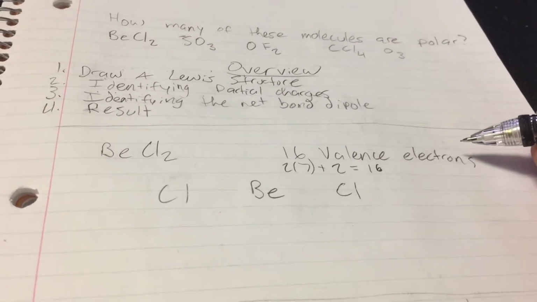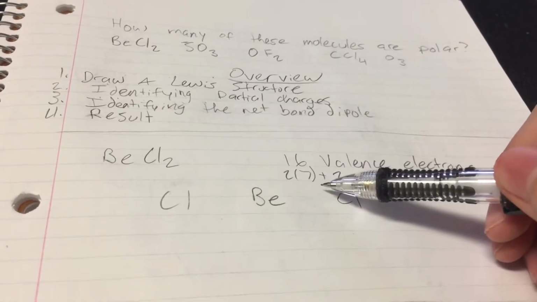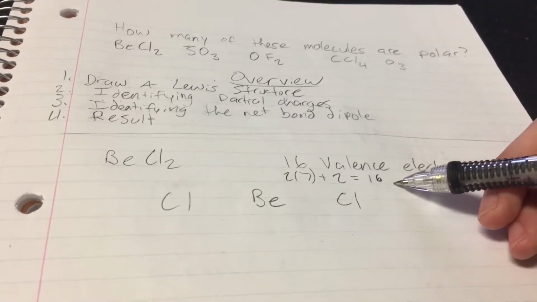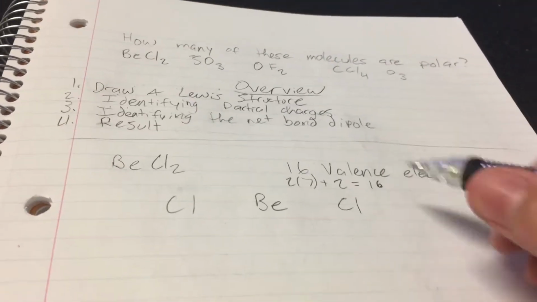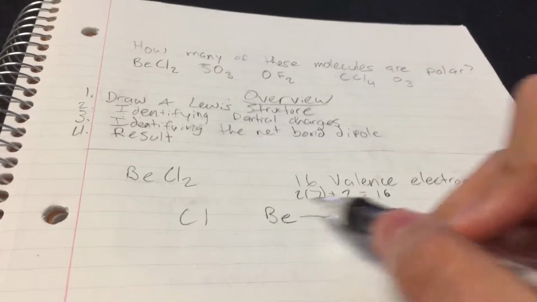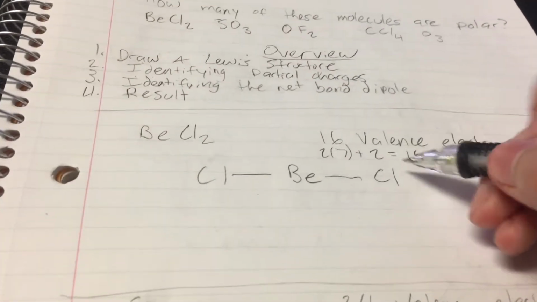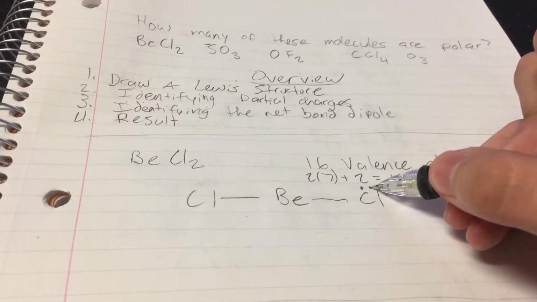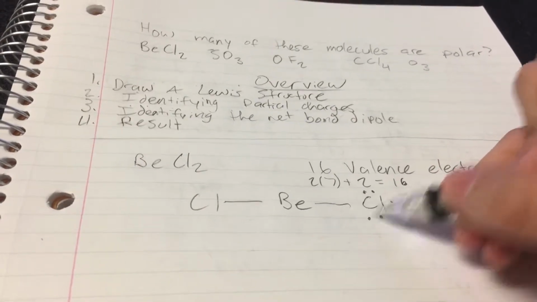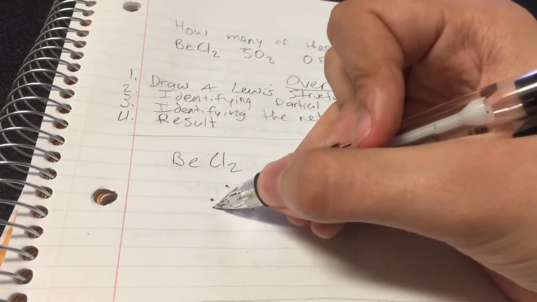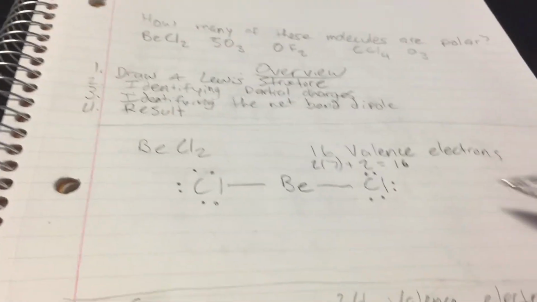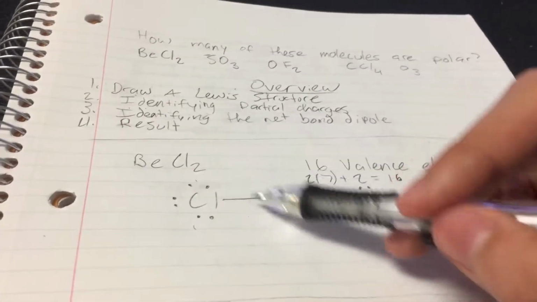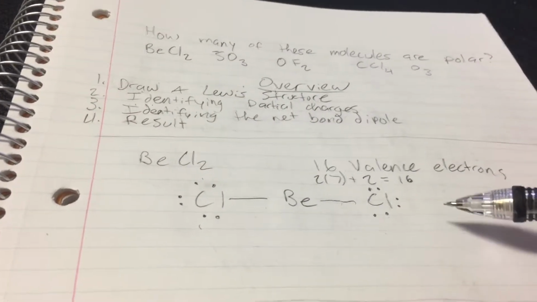It has 16 valence electrons, 7 of which are from each of the chlorines, which there are 2 of, and 2 from the beryllium. So that gives us 16 electrons. The first thing we do is draw a bond between each of the atoms, and then we fill the outer atoms with electrons until each has an octet. So now that it has an octet, we can add up how many electrons were used. 1, 2, 3, 4, 5, 6, 7, 8 pairs.